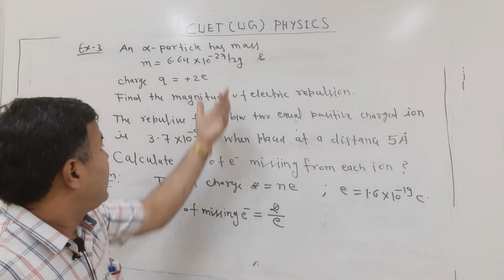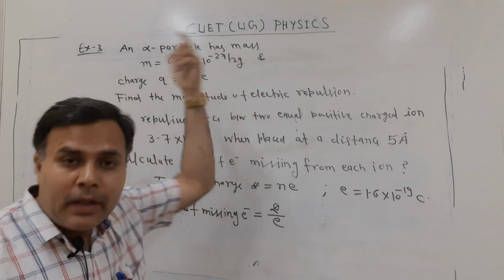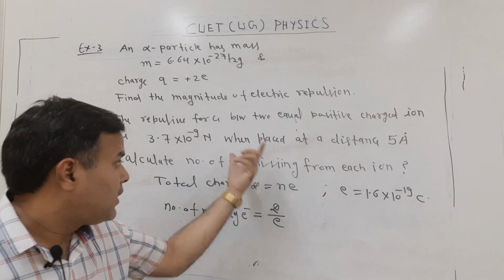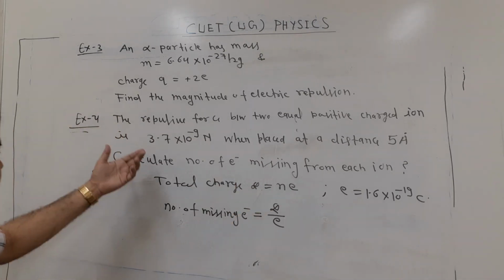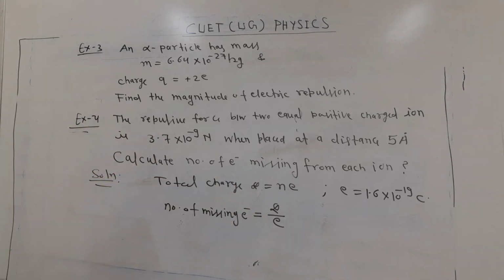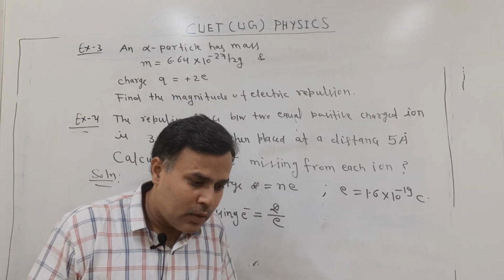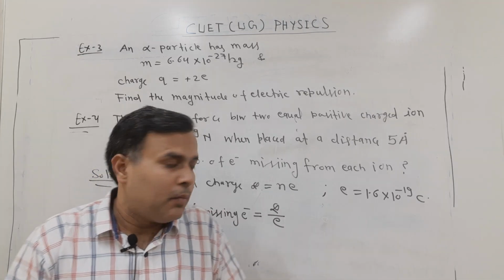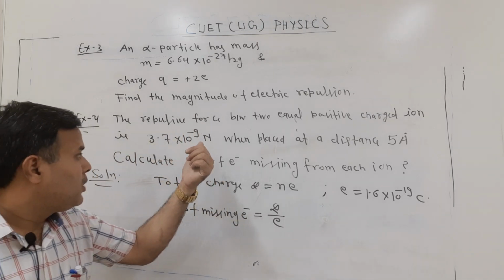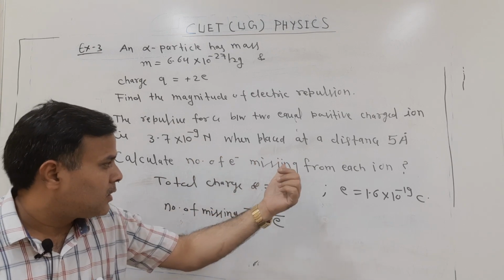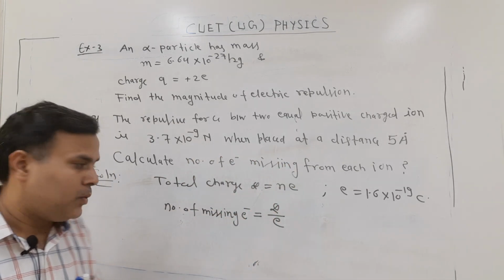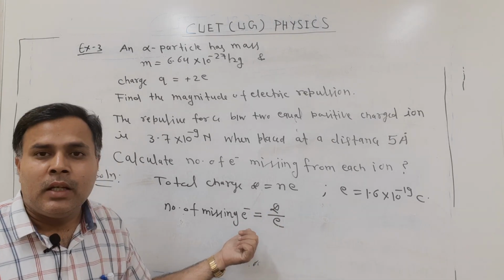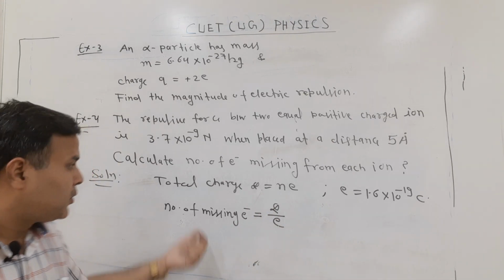This example is entirely different from the previous example. Let us understand the concept. In the previous case we had information about charge and separation distance, but in this case we have information about the force and distance, and we have to calculate Q, and once we know Q, divide by E in order to find the number of missing electrons.